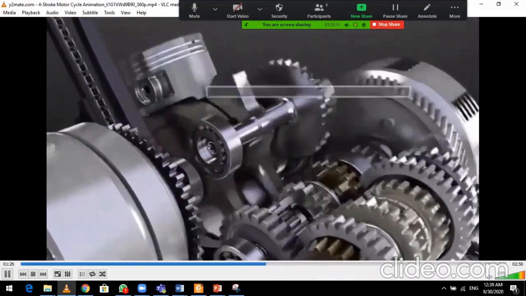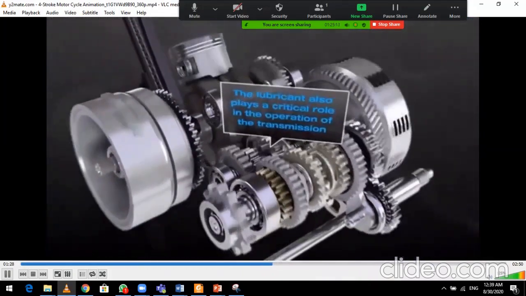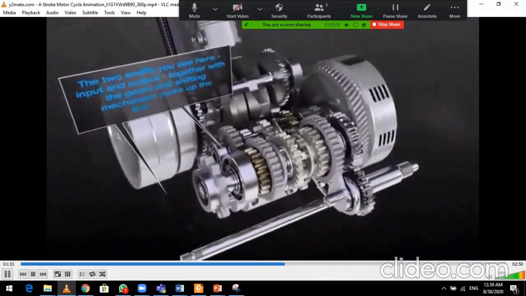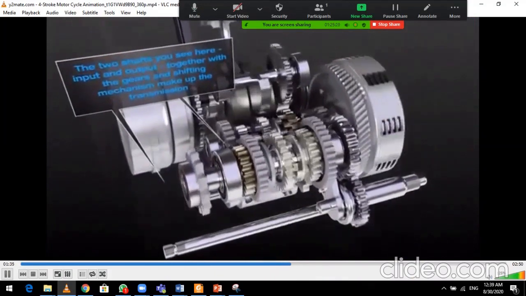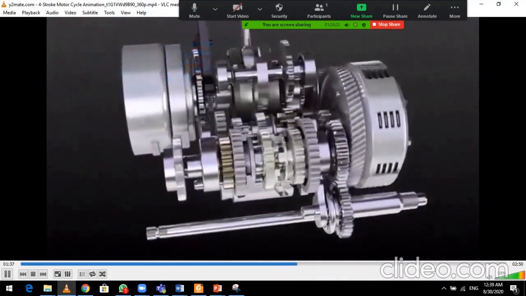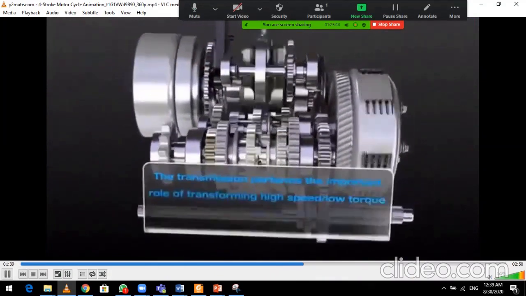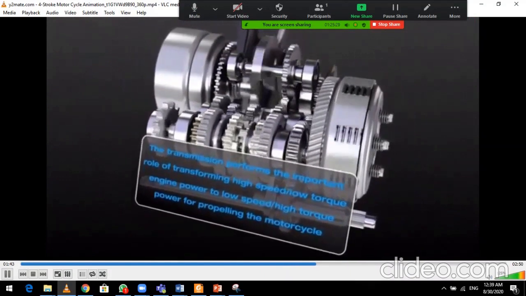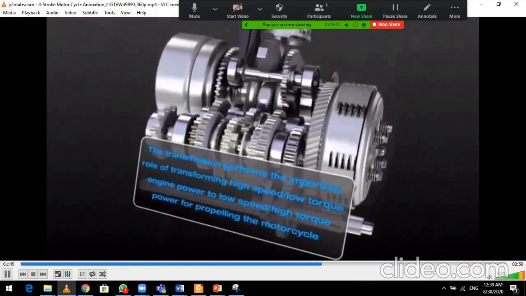The lubricant also plays a critical role in the operation of the transmission. The 2 shafts you see here, input and output, together with the gears and shifting mechanism, make up the transmission. The transmission performs the important role of transforming high-speed, low-torque engine power to low-speed, high-torque power for propelling a motorcycle.